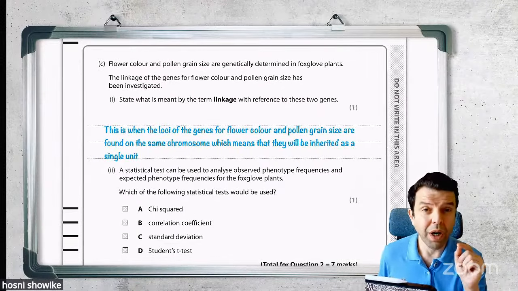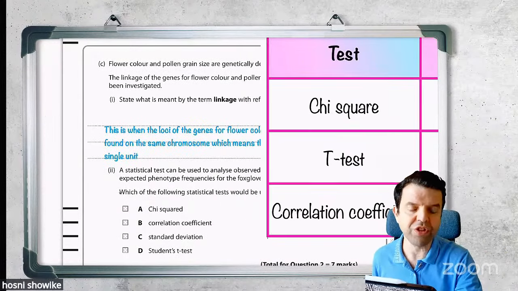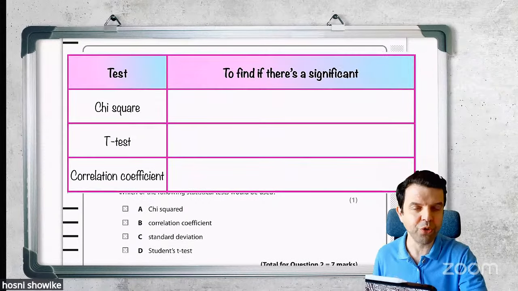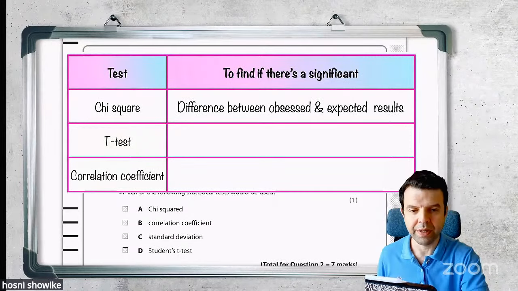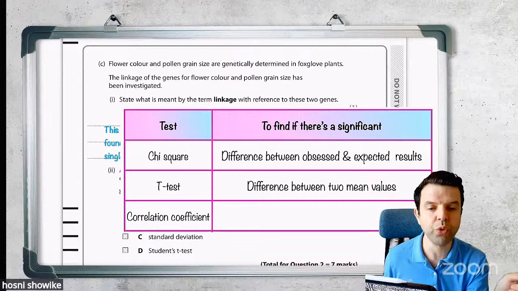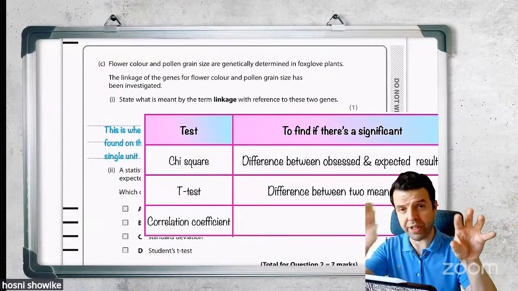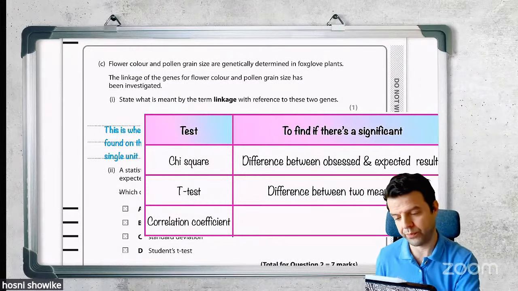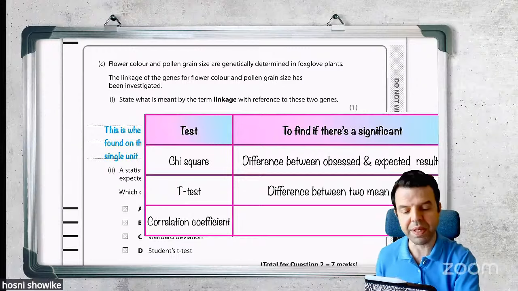I also want to remind you about statistical tests. We've done this in Unit 1. I just want to show you what each test stands for. Chi-square is the one that helps us to determine the difference between observed and expected results. The other one is the t-test. The t-test is best when you are to compare two mean values. So I have a mean, an average, and another average. I can compare to see, is that difference between the two of them significant or not?